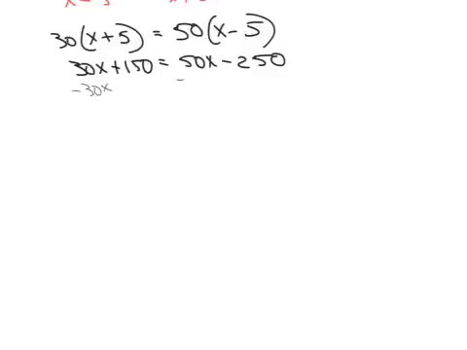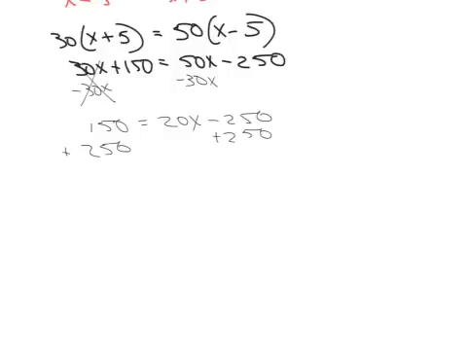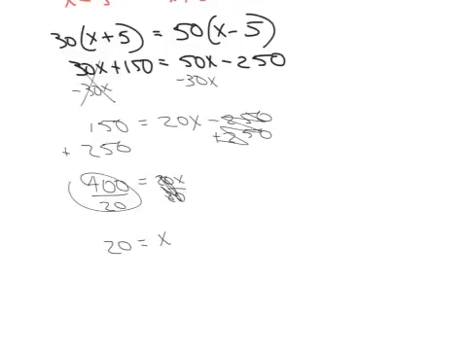So I'm going to subtract 30x from both sides, so that gets rid of that, and I have 150 equals 20x minus 250. I'm going to add 250 to both sides to get the 250 over here on the left, so that gives me 400 equals 20x, and so that gets rid of that. Divide by 20, divide by 20. So this gives me 20 equals x. Those cancel. 400 divided by 20 is 20.